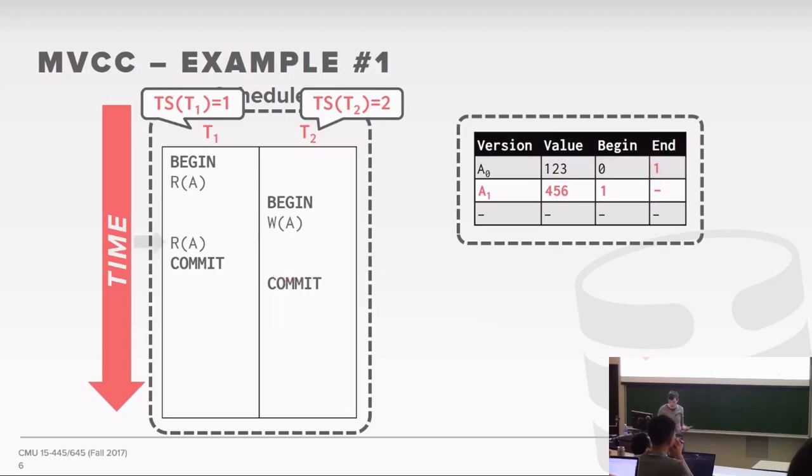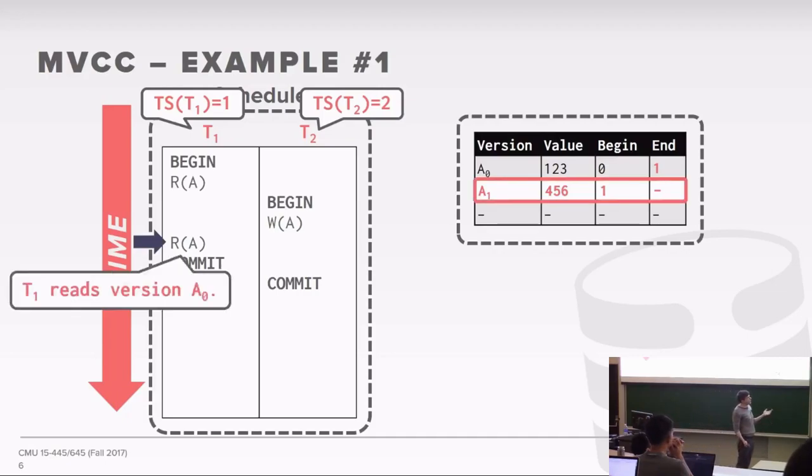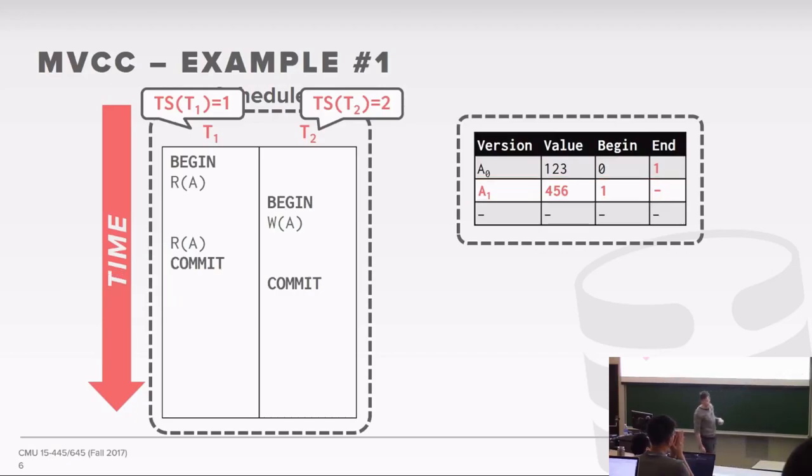Now when we go back over to transaction T1, T2 hasn't committed yet, and T1 wants to do a read again. In this case, it knows it'll end up reading A0 because its timestamp is 1, and that's the last one it read before. So it reads the exact same version that it had prior to that.